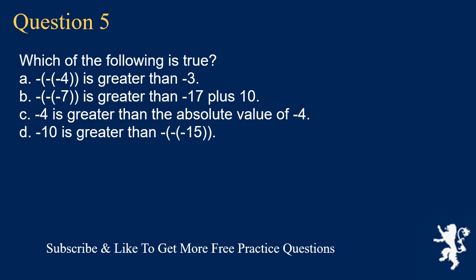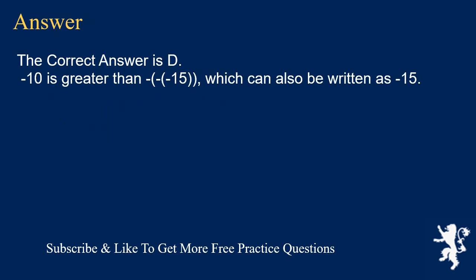Question 5. Which of the following is true? A. Minus 4 is greater than minus 3. B. Minus 7 is greater than minus 17 plus 10. C. Minus 4 is greater than the absolute value of minus 4. D. Minus 10 is greater than minus minus 15. The correct answer is D. Minus 10 is greater than minus minus 15, which can also be written as minus 15.